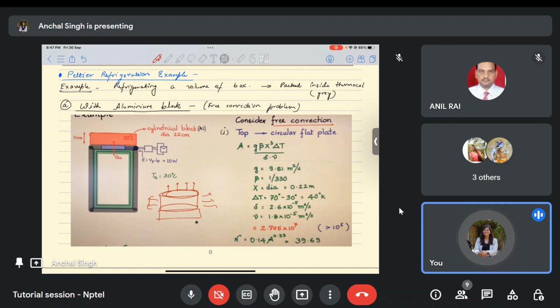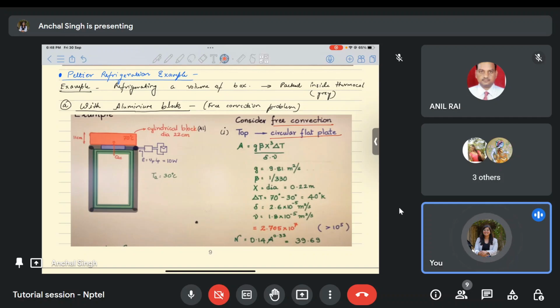If you look at the cylindrical block from the top, it will look like a circular flat plate, right? If I look at the top, my block will be like this. And from the sides, it will be like a hollow cylinder. So depending on these shapes, the circular plate and the hollow cylinder, we will find the area A, and based on that, we will calculate our Rayleigh number and the Nusselt number.